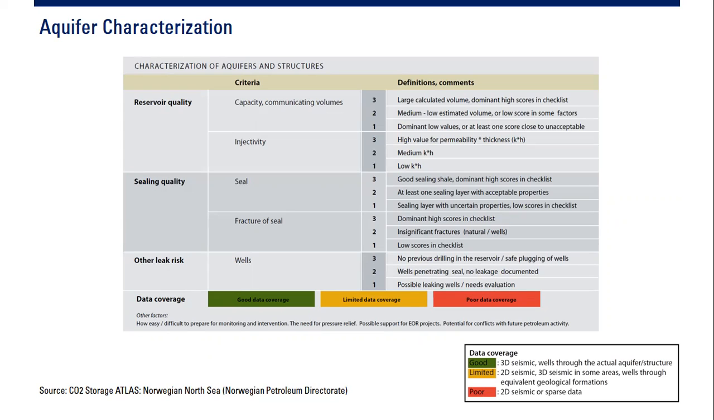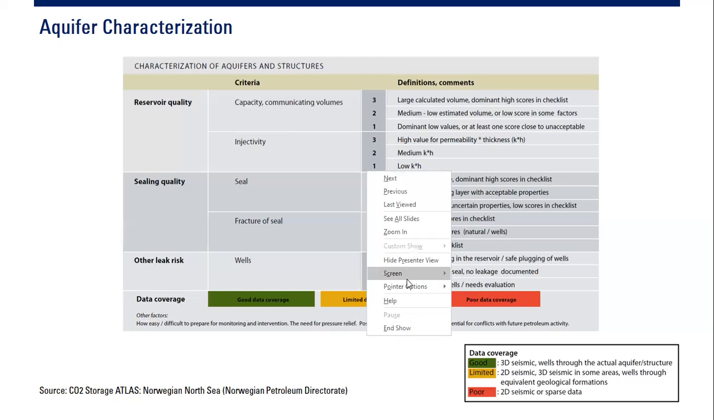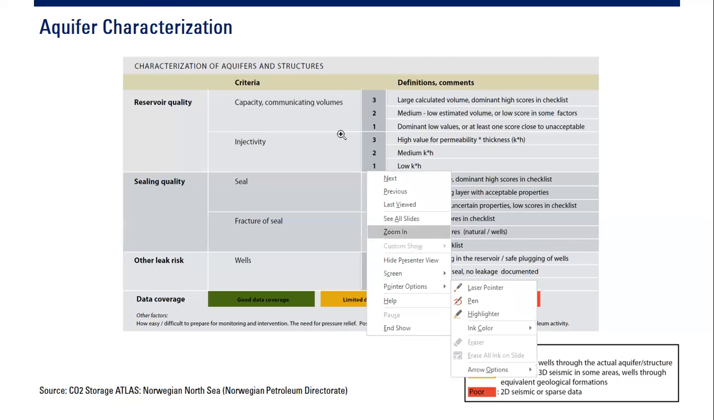And you can see here the grades. Number one means very low, it's not very good. Number two means medium. And number three means it's good. Okay, it's good if it gets three. So you can follow me. We can start with capacity. I'm going to zoom in.